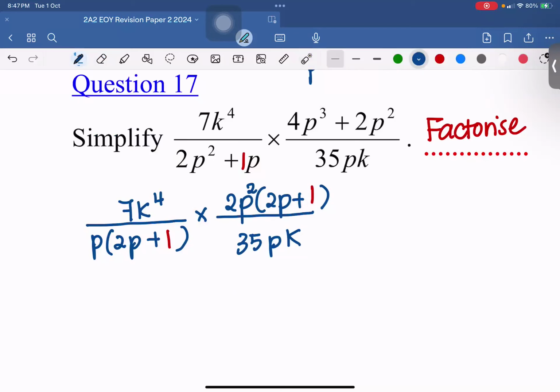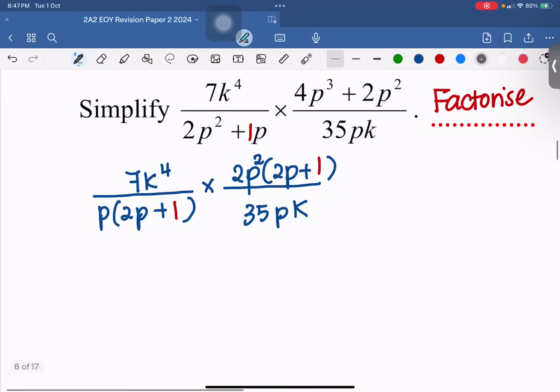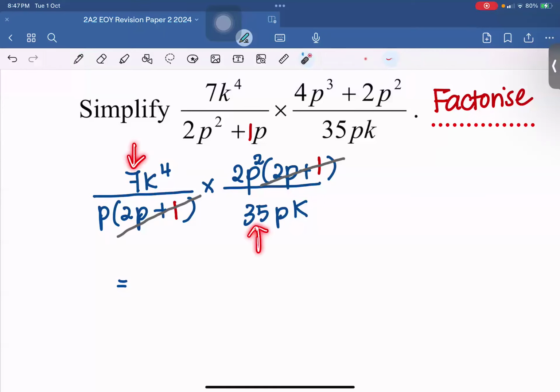Then I can start to cancel. But when you do exam, your working and your cancellation all look like the same. So please try to cancel in pencil so that the teacher can see clearly. So I cancel this whole bracket. I'm not cancelling individual portion. I cancel with the whole bracket. Let me simplify this. What else can I cancel? The number 7 and the number 35 can cancel, right? Can cancel 7, left 5.